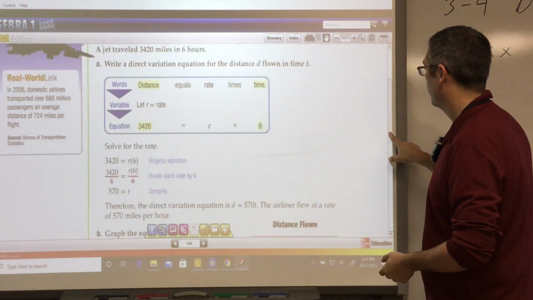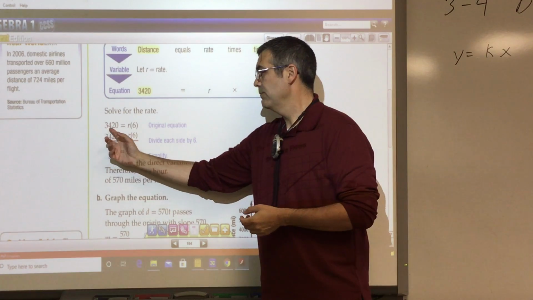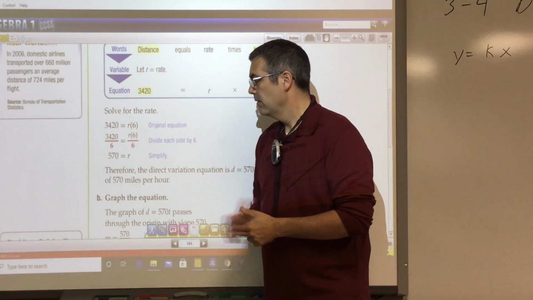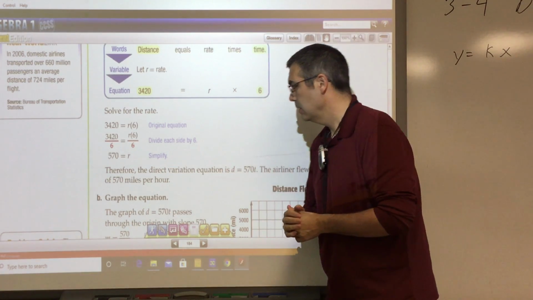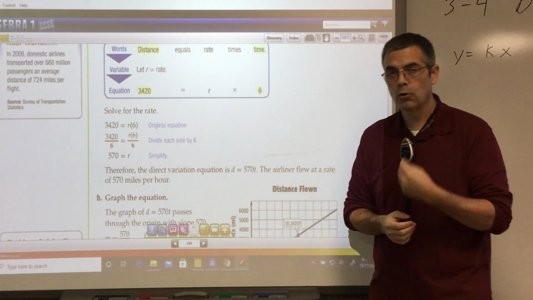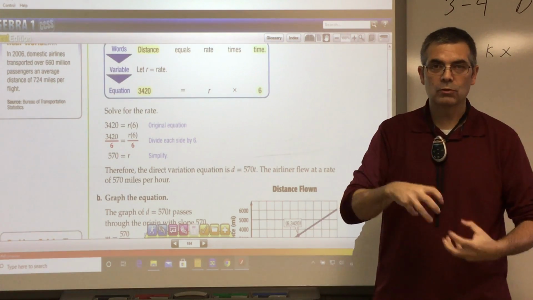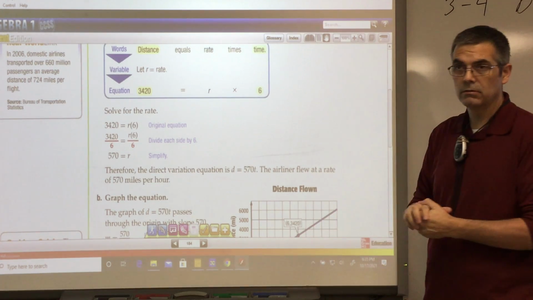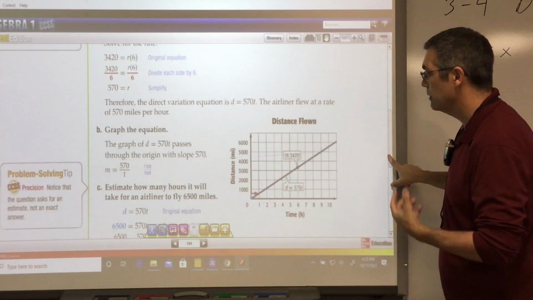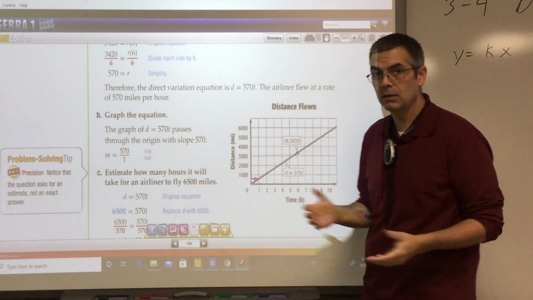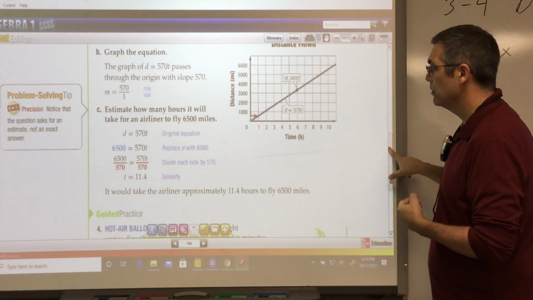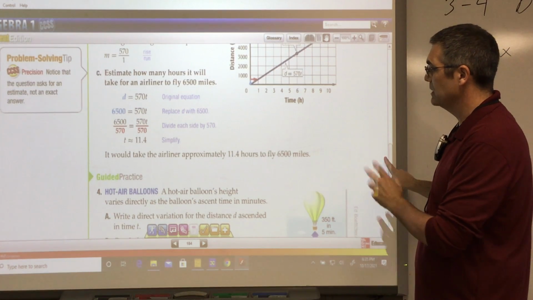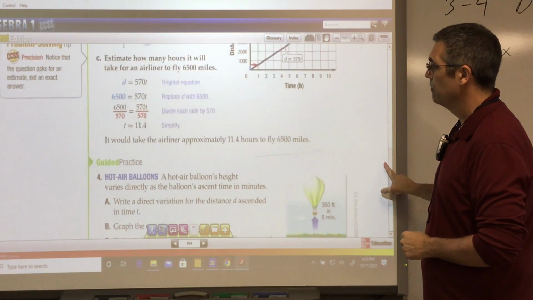And they set it up: 3420 equals R times 6, divided by 6. The rate is 570 equals R, or 570 miles per hour, right? That found the unit rate, the slope, the constant rate of change, the constant of proportionality. Notice all these different ways to say the same thing, right? Just be aware of what you're talking about. And they go through this all the way through and have different ways that they represent this, okay?